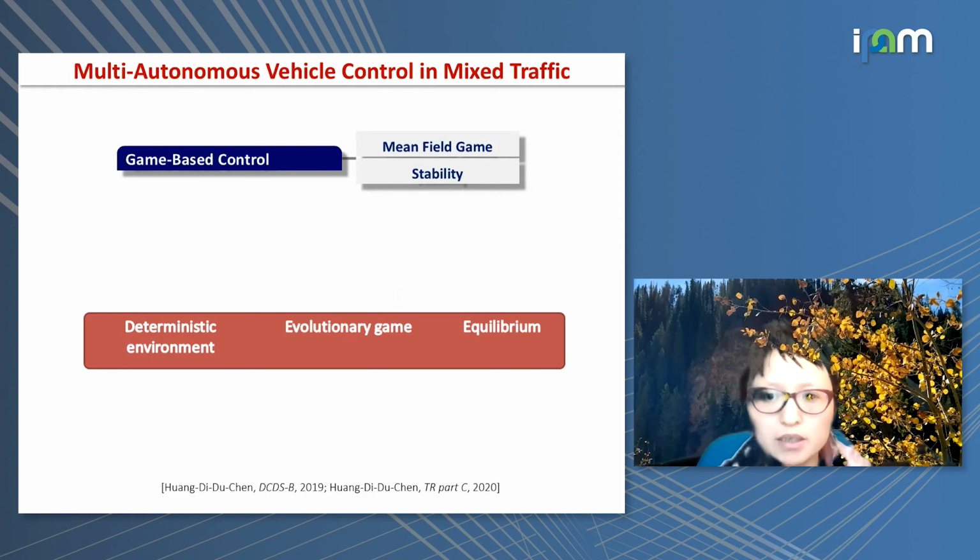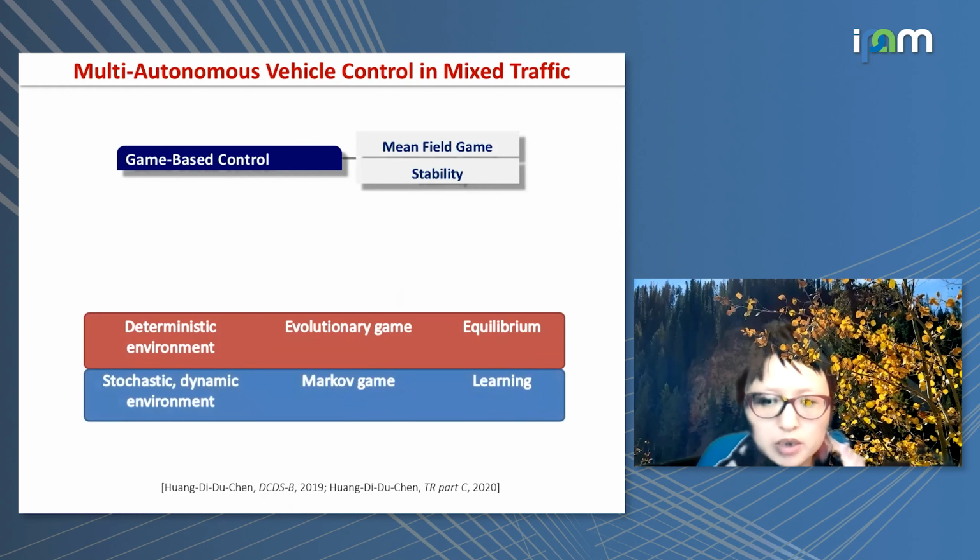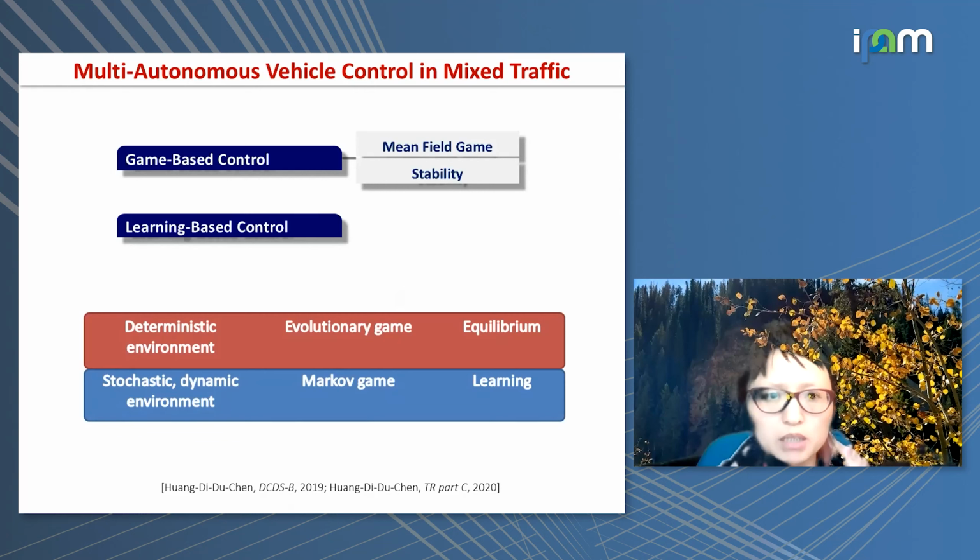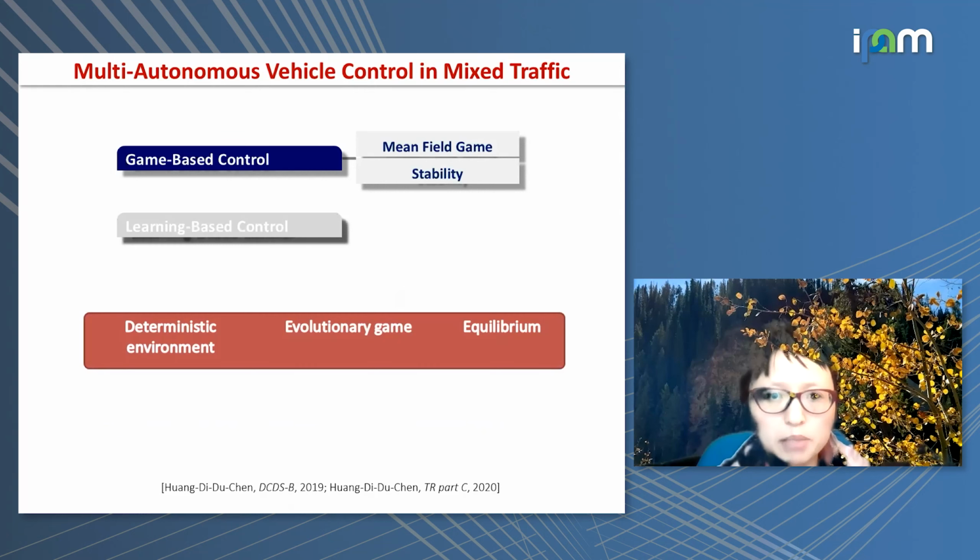its stability property. But in the real world, the environment is stochastic and dynamic because of the presence of human drivers and also all other road users. So in this kind of environment, we assume all these cars or agents play a macro game, and then they need to learn and adapt. So we want to understand their learning process. That's why in the second part, I will briefly talk about the state of the art of learning-based control and also what the gap is.